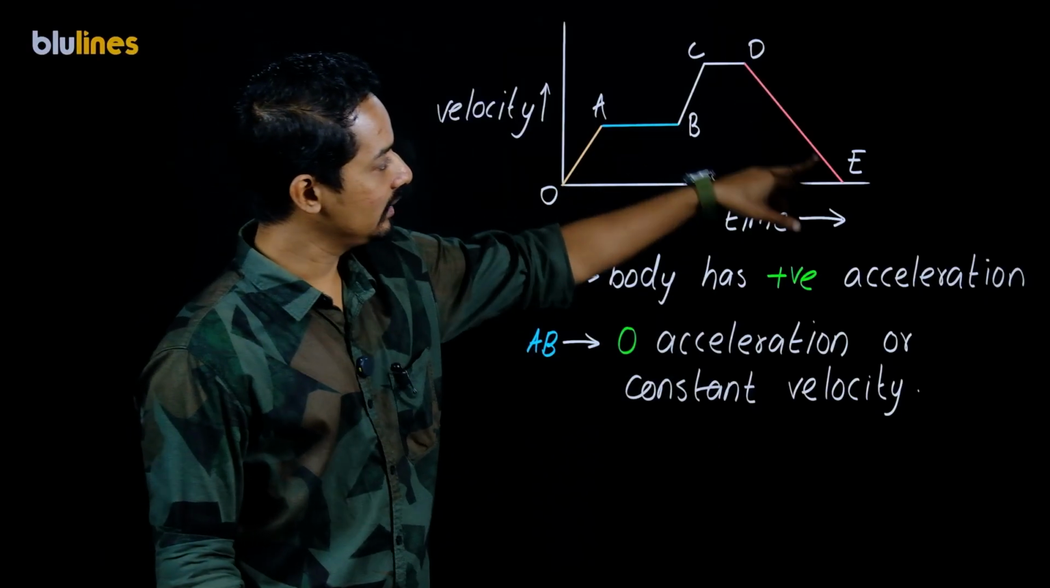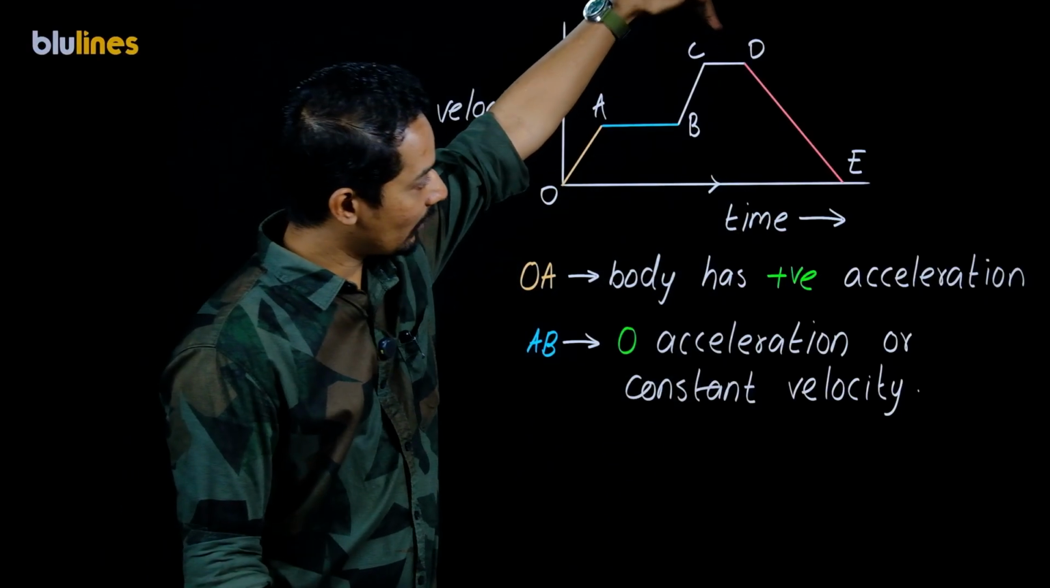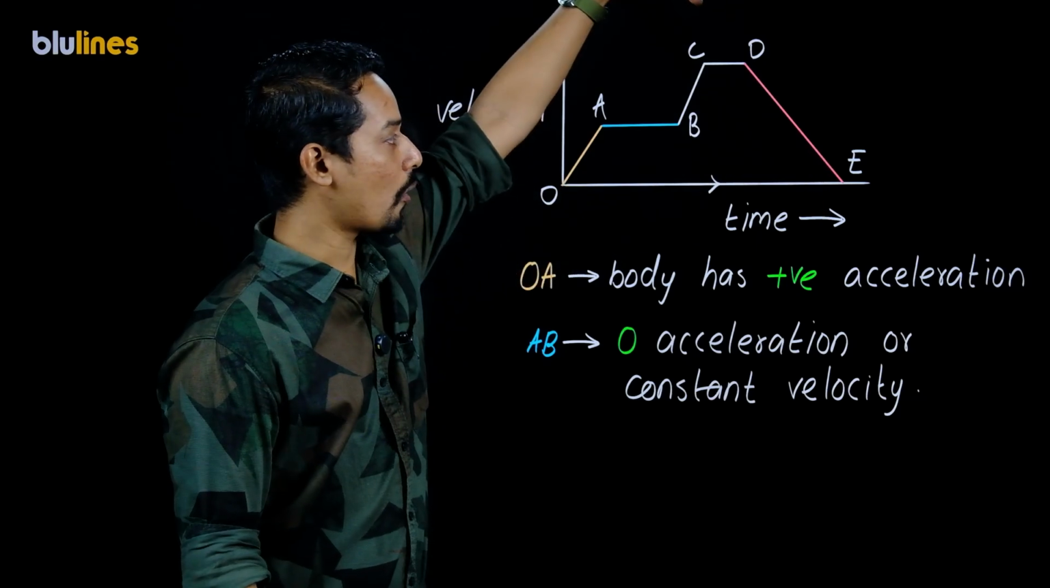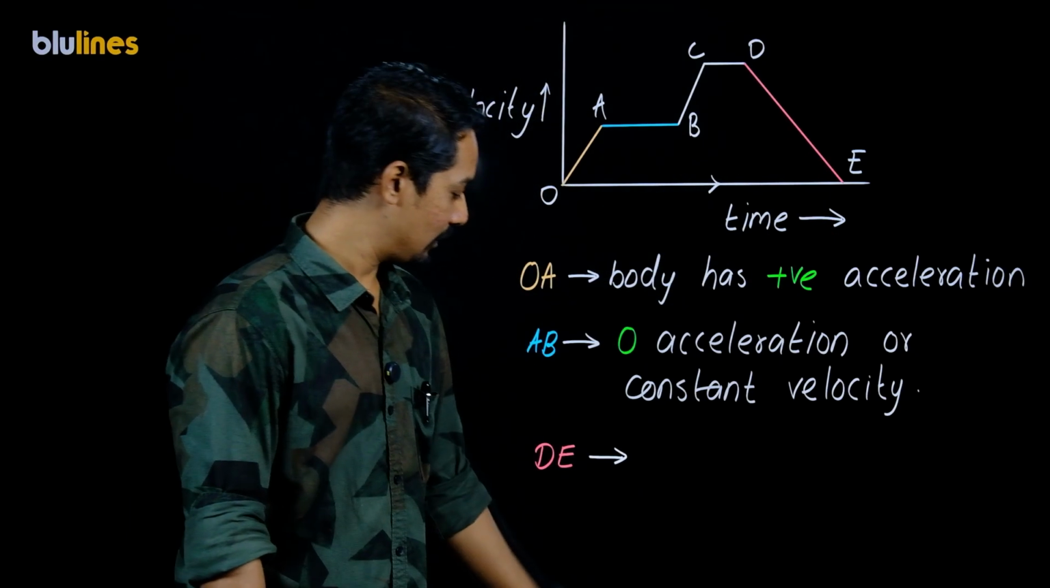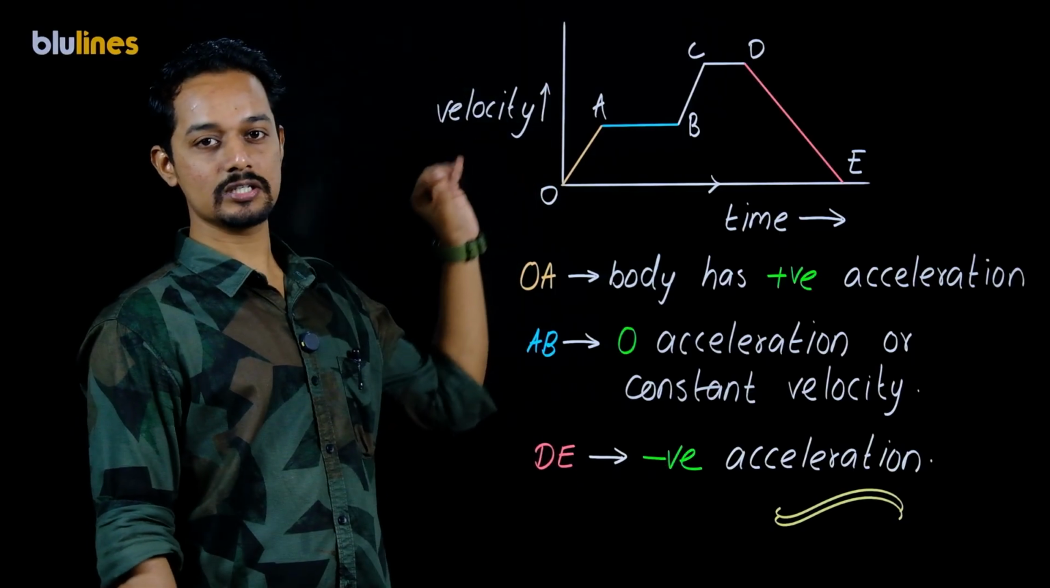Then we have DE. Here in DE, the line is drawn downwards, a decreasing straight line. What can we infer from it? We can infer that it has negative acceleration.